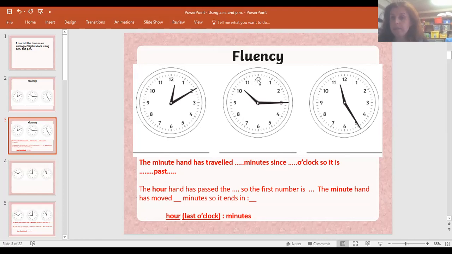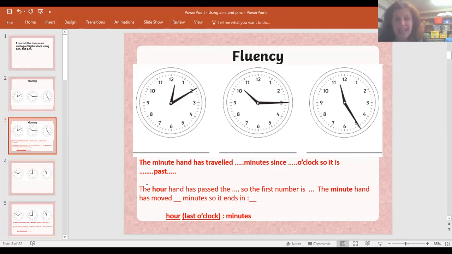Now look at the next one. Okay, say it with me. The minute hand has travelled 5, 10, 15 minutes past 10 o'clock. So it is 15 minutes past 10. Now look at the next one. The minute hand has travelled 5, 10, 15, 20, 25 minutes since 11 o'clock. So it is 25 minutes past 11.